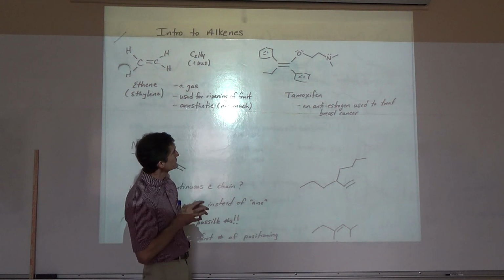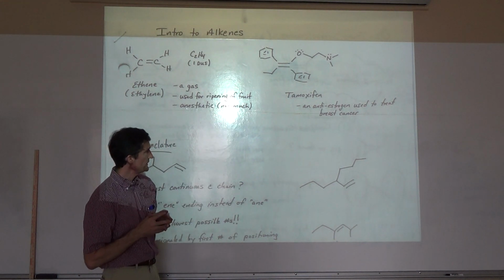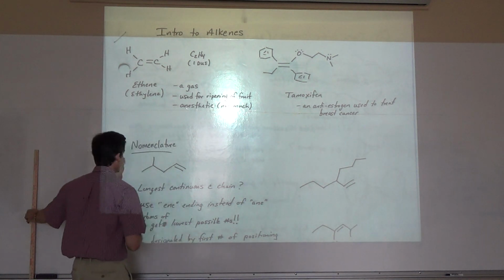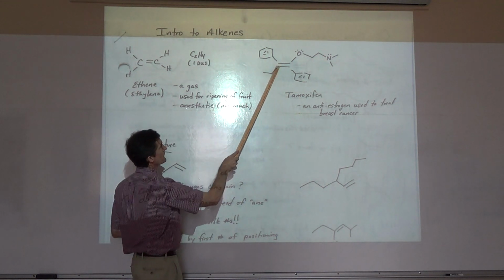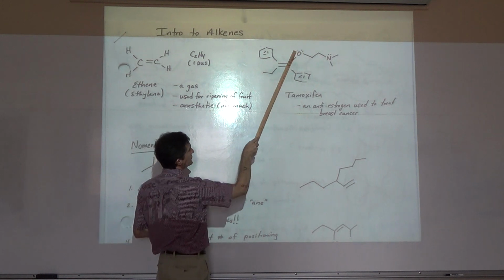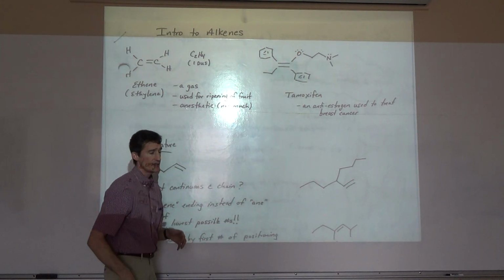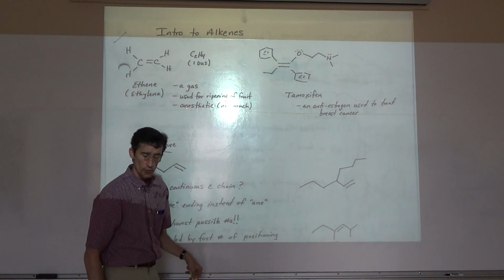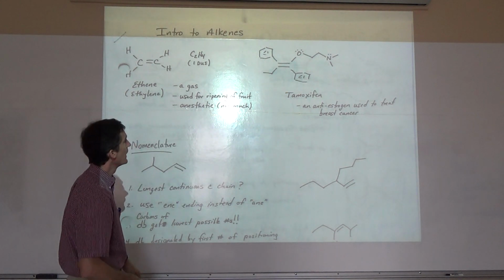A more complex or larger alkene would be the breast cancer drug tamoxifen. We see the alkene here. Tamoxifen also has the ether group and then the tertiary amine out here. We also have two benzene rings or two phenyl rings.